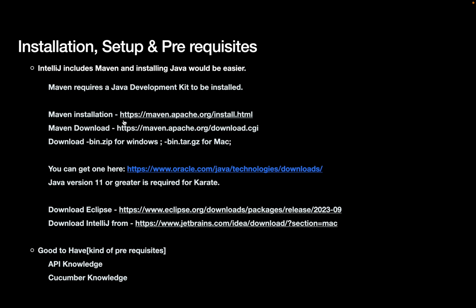Then download Maven. Maven is required for Karate. It helps when you try to create a project on Eclipse or IntelliJ. You are prompted to provide the Maven archetype. Karate has developed its own Maven archetype. When you select that Maven archetype and create a project, the pre-data setup that is required for Karate API automation is already taken care of. You can directly go ahead and start writing the scripts and automate them.